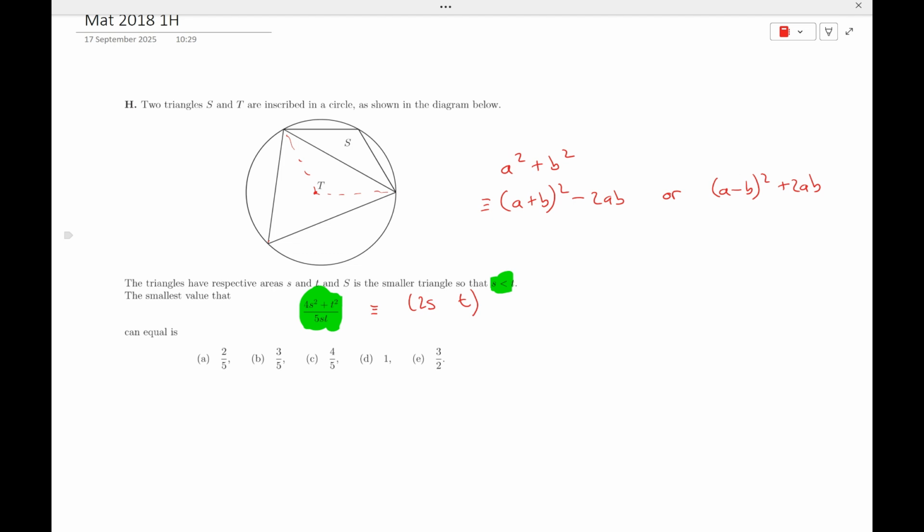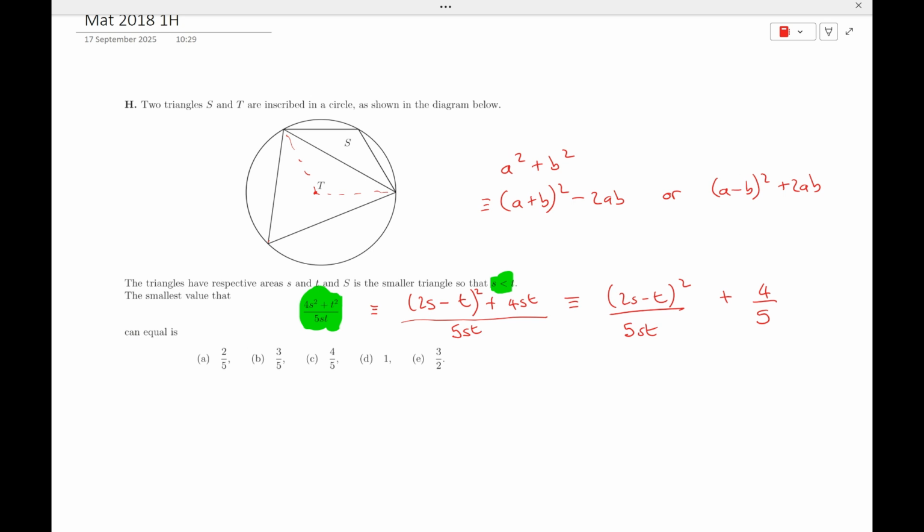But I feel that if I put a minus here, then I'm going to end up with a plus here, and I'm going to end up with plus 4st, and all of that is over 5st. Which of course is the same as 2s minus t squared over 5st plus, and then just 4 over 5. So this seems to be minimized when 2s is equal to t.